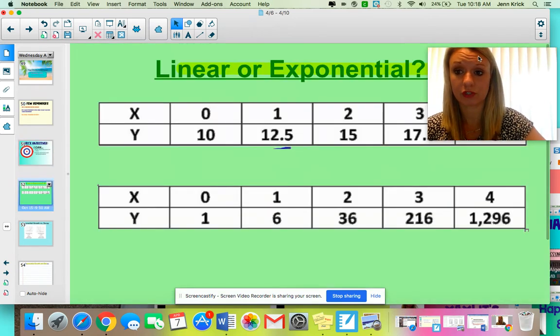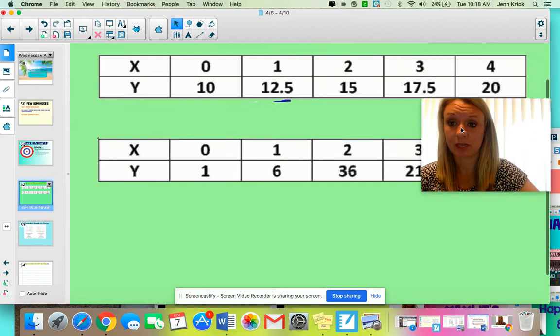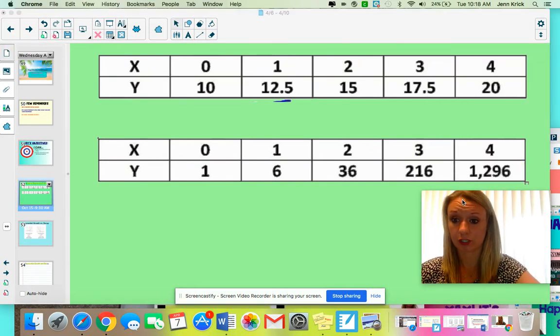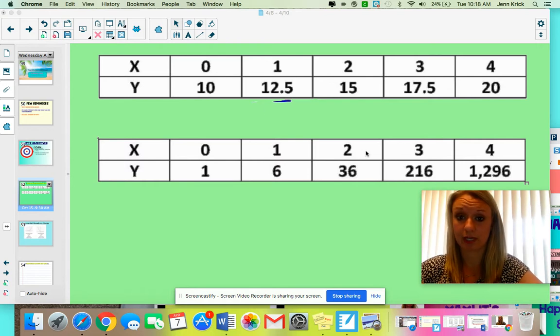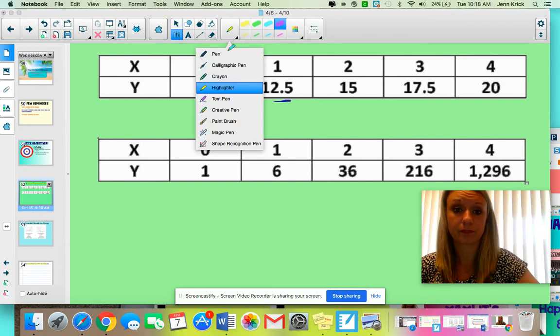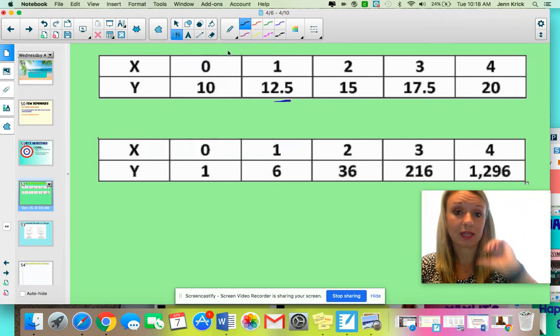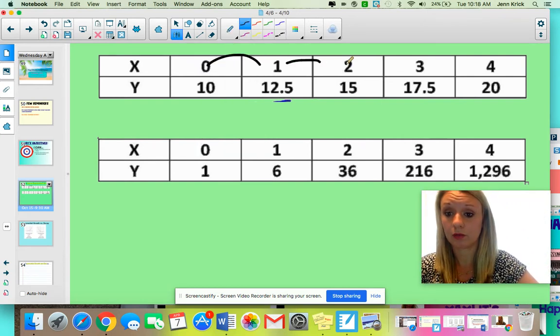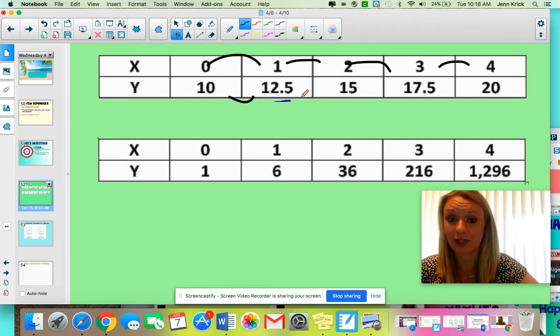Just a quick review from yesterday. We started by differentiating between linear and exponential functions. Linear functions we've covered all year long. Yesterday we dove deeper into exponential. So if I'm looking at this table, these are two different functions. I can see that my x values are all going up by 1, which is fine. That could still be linear or exponential. But then I see that my y values are adding 2.5 every time. Because we're adding that consistent value, that's going to be linear. You could write an equation for this.